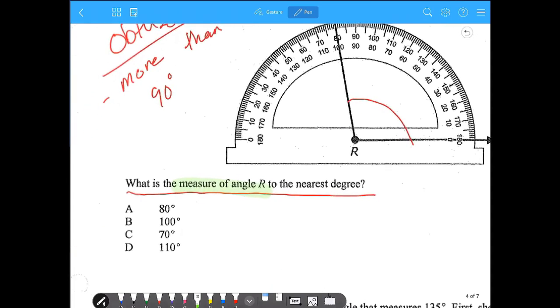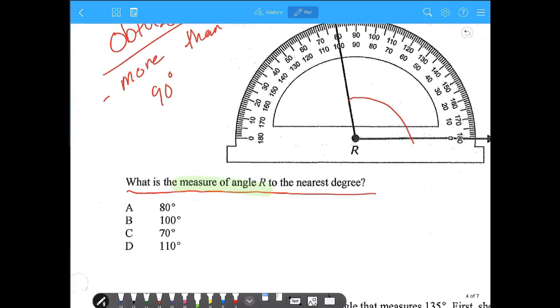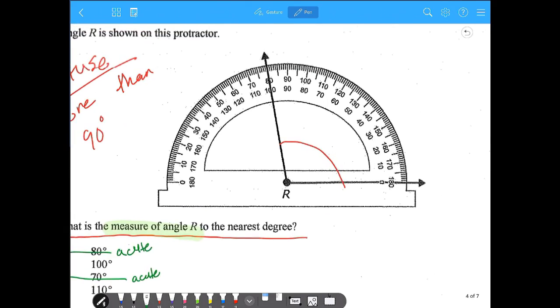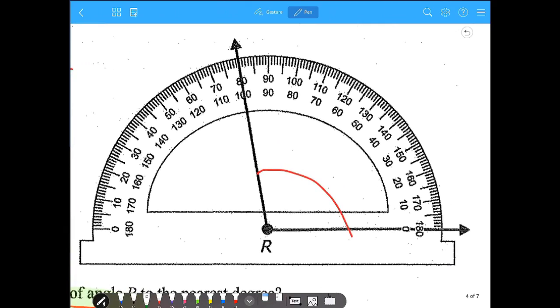Now, there's a couple of answers we can eliminate already. I can eliminate letter C because that's an acute. I can eliminate letter A because that's an acute. That's less than 90. I'm looking for an obtuse. So if I look over here, it's starting at 0, so I can go ahead and count 0 and fill in your gaps, 5, 10, 15, 20, and I'll fill in the rest.